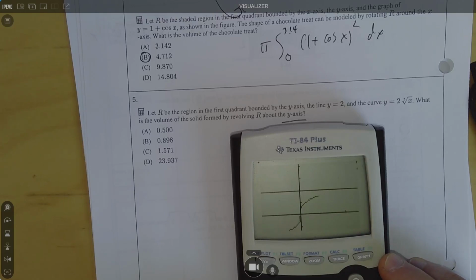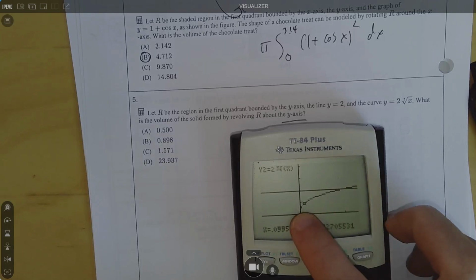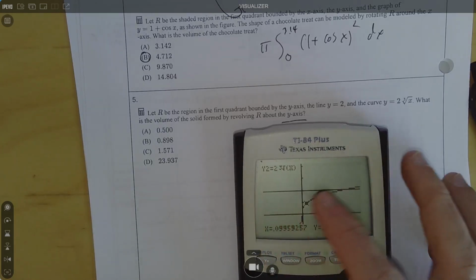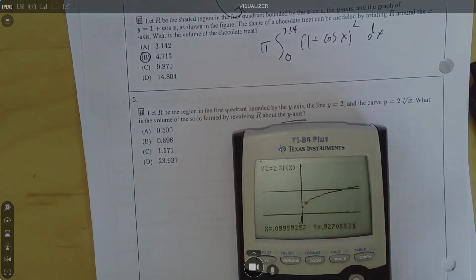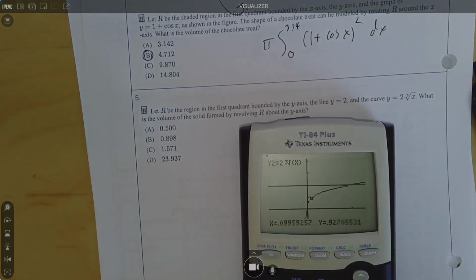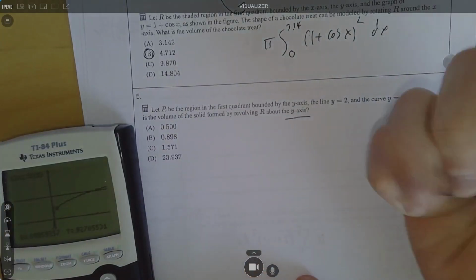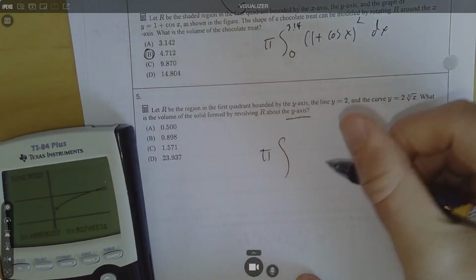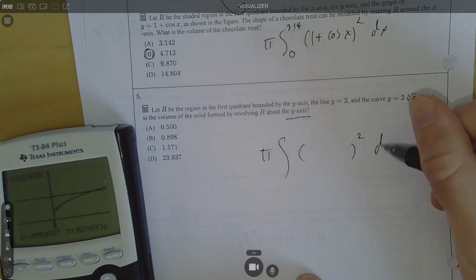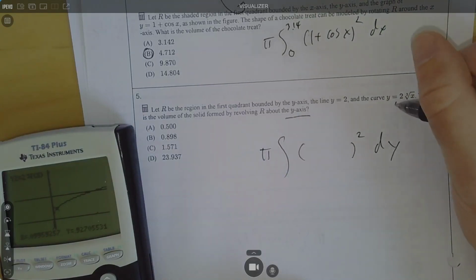Okay. Yeah, kind of a weird one here. But yeah, we're gonna be integrating from here to here. And we're going around the y-axis, so it's right minus left. So when you do it around the y-axis, it's the same idea. It's going to be pi, and then that radius squared, but then a dy. And so we have to rewrite this in terms of y.